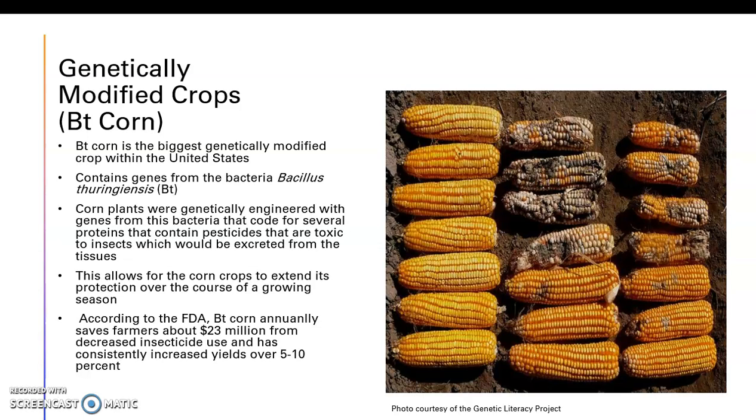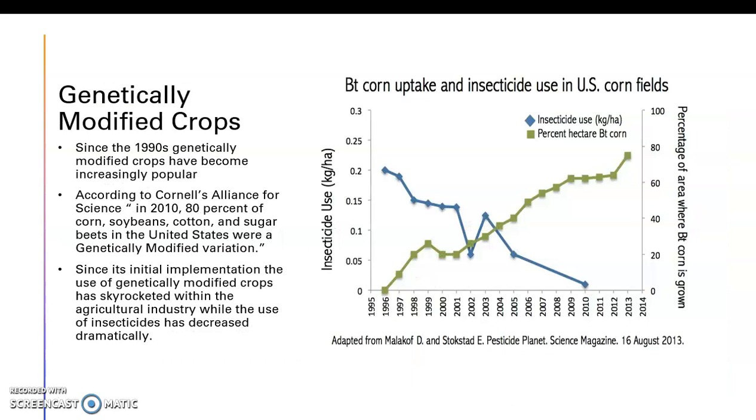According to the FDA, Bt corn annually saves farmers about $23 million from decreased insecticide use and has consistently increased yields over 5 to 10%. On this slide is a graph. On the y-axis, you can see the percentages represented in kilograms per hectare. And in blue, you can see the chemical insecticides used in traditional farming.